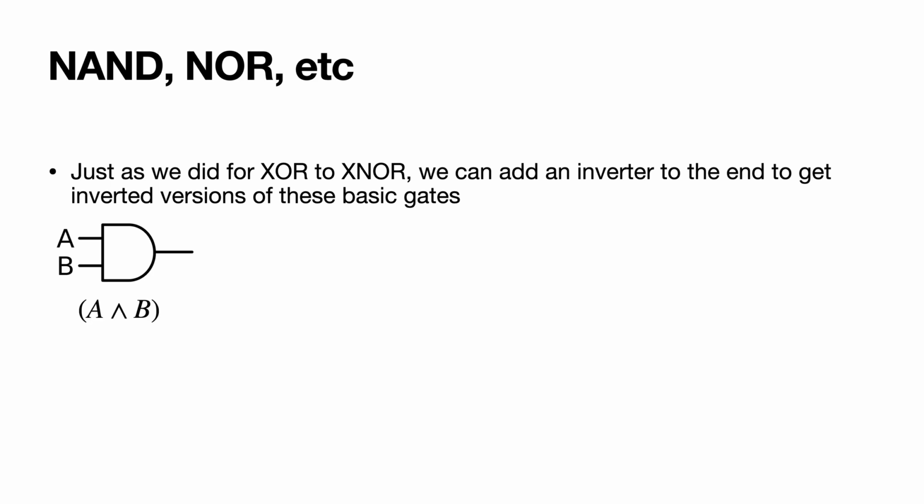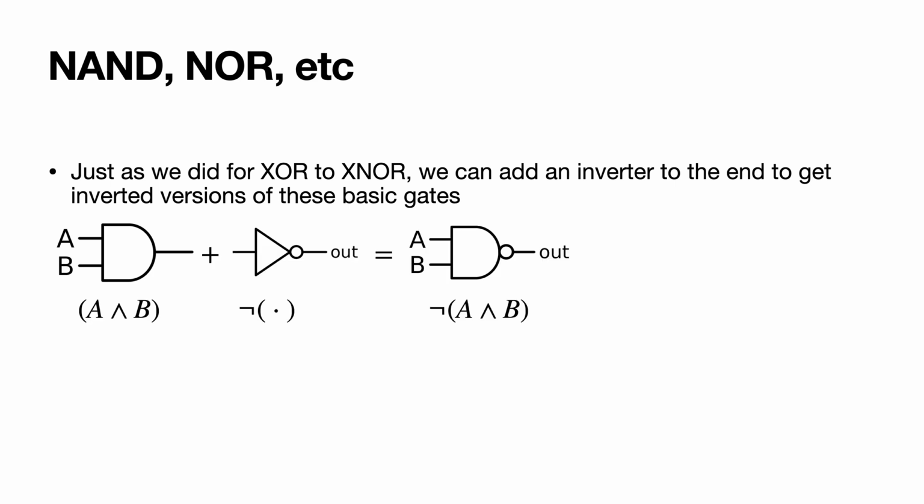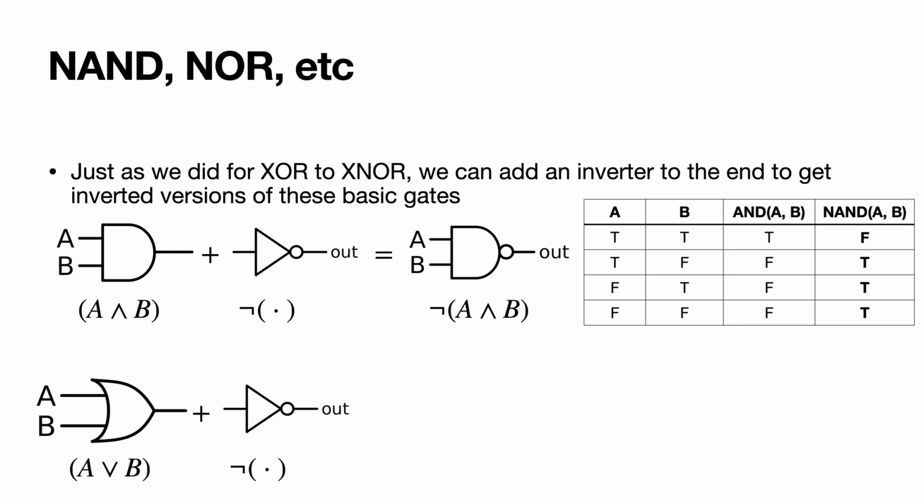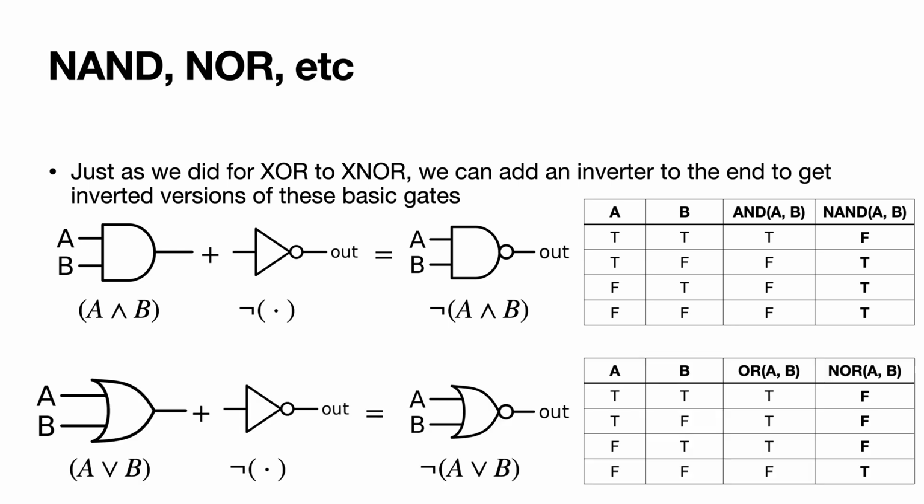Just as we did for XOR and XNOR, we can add an inverter or negation to the end of each of these gates to get inverted versions of them. One example would be NAND. We can take AND and NOT to get NAND, or not AND, and it's really just adding an inverter to the AND of A and B. This is false when A and B are both true and true otherwise. Similarly, we can add OR plus an inverter, or a NOT, to get NOR, or not OR. It has a truth table that is true when both of them are false and false otherwise.